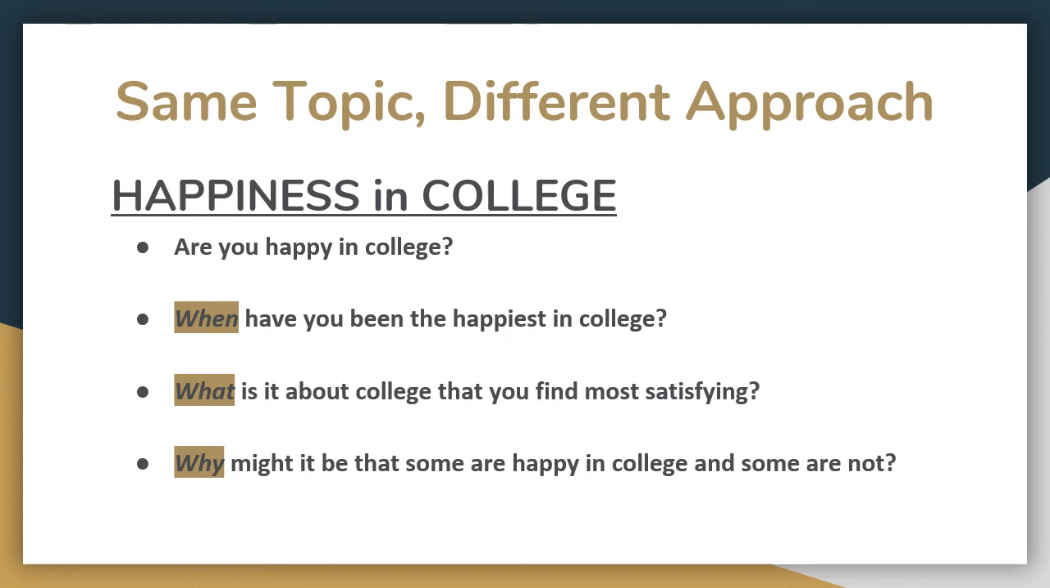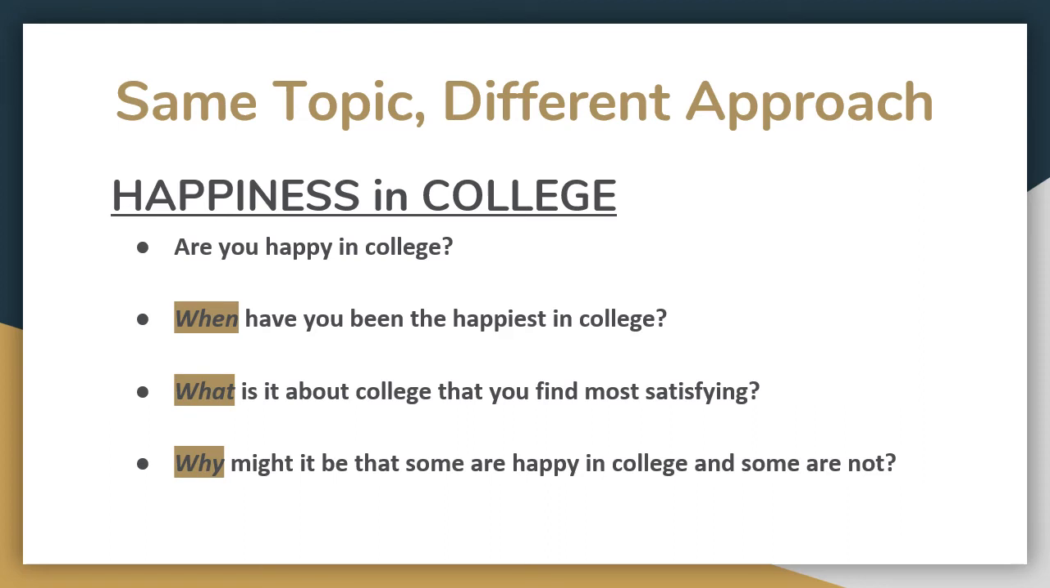If we change it a little bit, we'll get a slightly different and slightly more meaningful response. When have you been the happiest in college? So you're getting the yes, you're asking for the yes, but you're getting more information about that yes. When have you been happiest in college? And you'd get an answer that outlined some time, maybe some event or some phase. Another way to ask a slightly different question about the same topic, what is it about college that you find most satisfying?